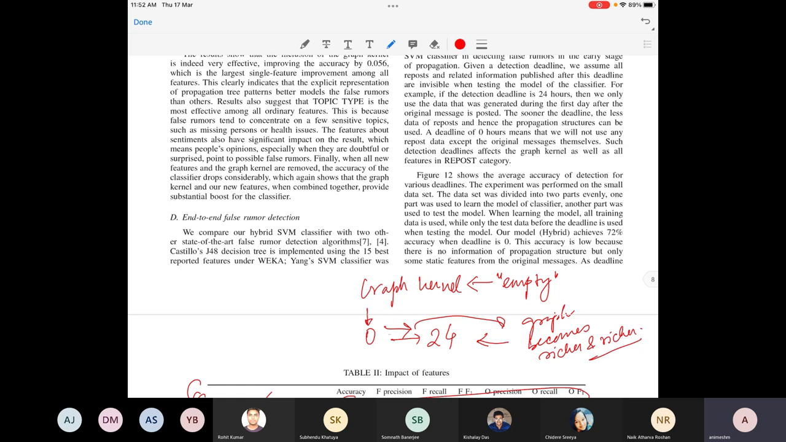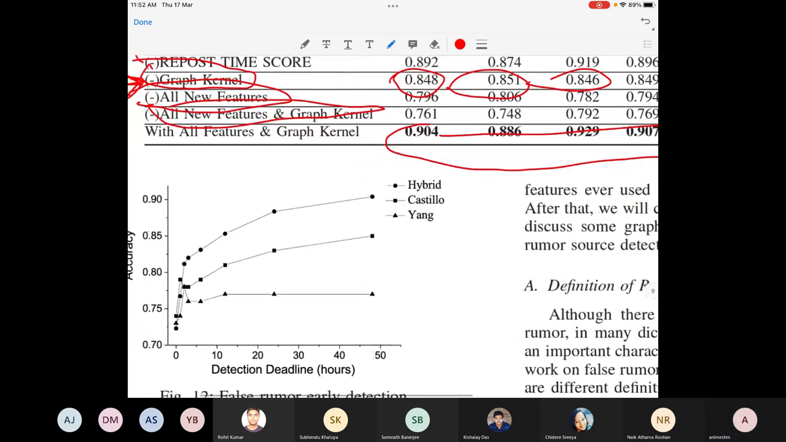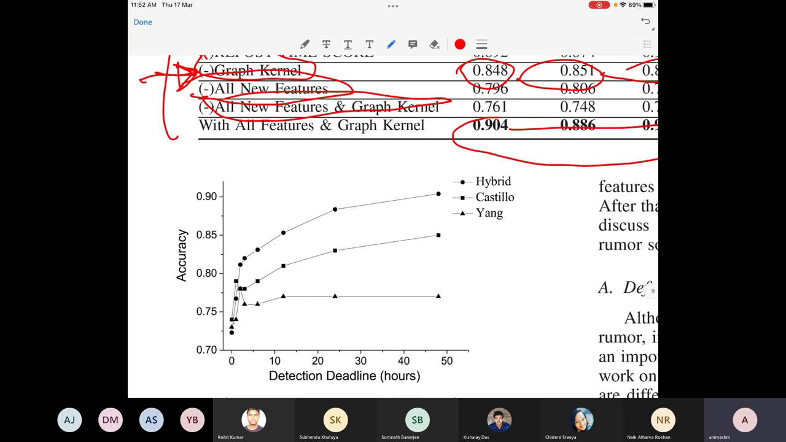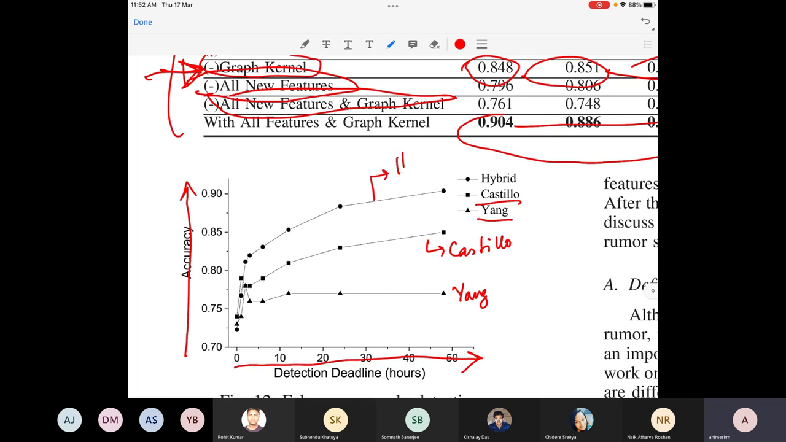The authors looked with interest at the first 24 hours, and the results are shown in this particular figure. On the x-axis, you have the detection deadline, that is the point at which you are detecting something as a false rumor. On the y-axis is the accuracy value. The authors are comparing their results with two baselines. This is Young, this is Castillo, and this is Hybrid, that is their model.